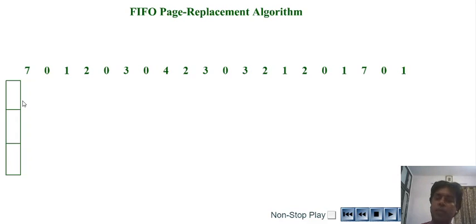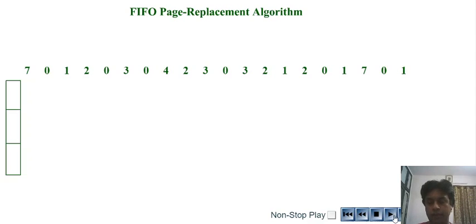Now what is a page hit or page fault? When my page is already existing in the memory, in the frame, we call it a page hit. But when a page is referenced which is not found in the memory or in any frame, we call it a page miss. Okay, so let us get started.